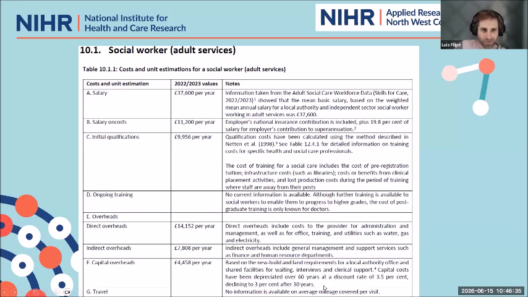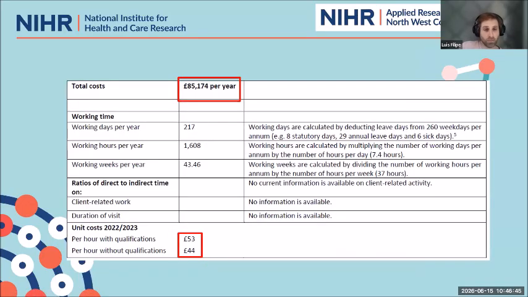So this is just a little bit of methodology on how they depreciated the capital cost. Then there could be traveling. In this case, there's no information available, but it could be there as well. And then you sum all of that and you get the total costs. So this is our total cost for a social care worker. Now, you can do it per year, or if you want, you can do it per days, per hours, or per week.